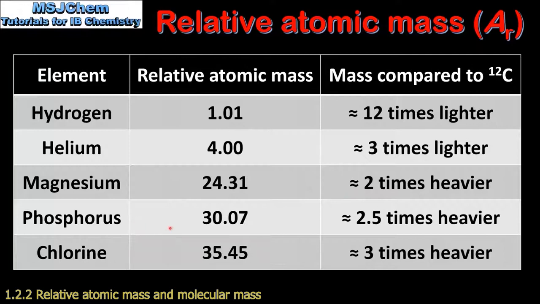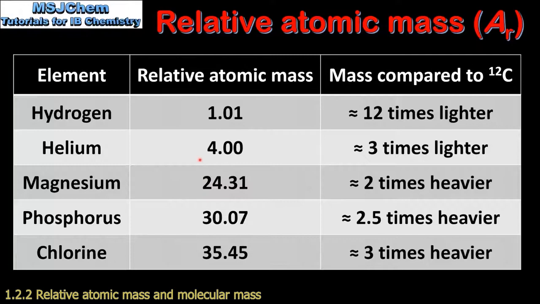Next is phosphorus, with a relative atomic mass of 30.07, and is approximately 2.5 times heavier than an atom of carbon-12. And finally, we have chlorine, with a relative atomic mass of 35.45, which is approximately 3 times heavier than an atom of carbon-12. We can also use relative atomic masses to compare the masses of different atoms. For example, an atom of helium is approximately 4 times heavier than an atom of hydrogen, and an atom of magnesium is approximately 6 times heavier than an atom of helium.